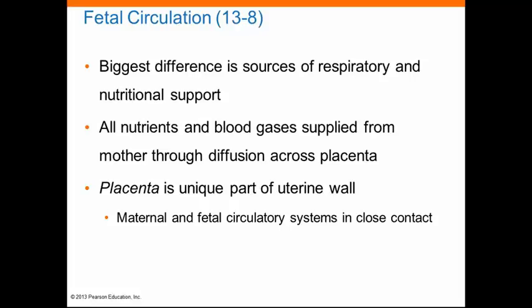Section 13-8 looks at some changes that happen at birth. You see, the fetal and adult cardiovascular systems have many differences because of their different sources of respiratory and nutritional support. Embryonic lungs aren't functional, and the digestive tract really doesn't have anything to digest yet. So all of the nutritional and respiratory needs are met for the fetus by the placenta. And this is where maternal and fetal circulatory systems are in close contact and diffusion can occur.